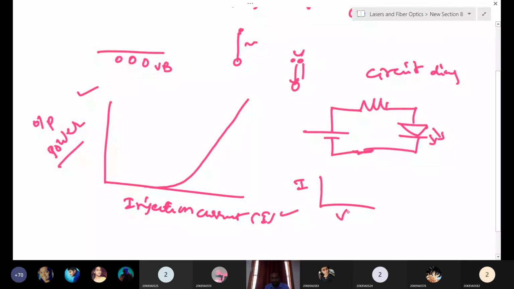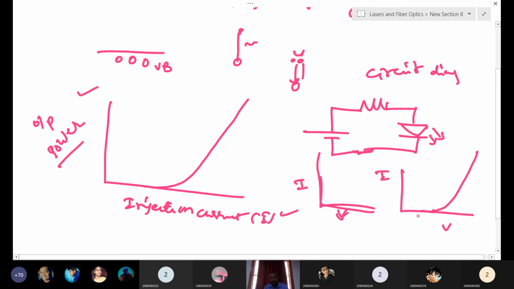current versus voltage also. In the lab we have done this one, right? Current versus voltage. If you apply some voltage, up to a certain voltage there is no current. After that, the current starts increasing, right? This is what you have done in the experiment, in the lab. So up to here there is no power, meaning there is no recombination of electrons and holes. No recombination means no photons will emit.